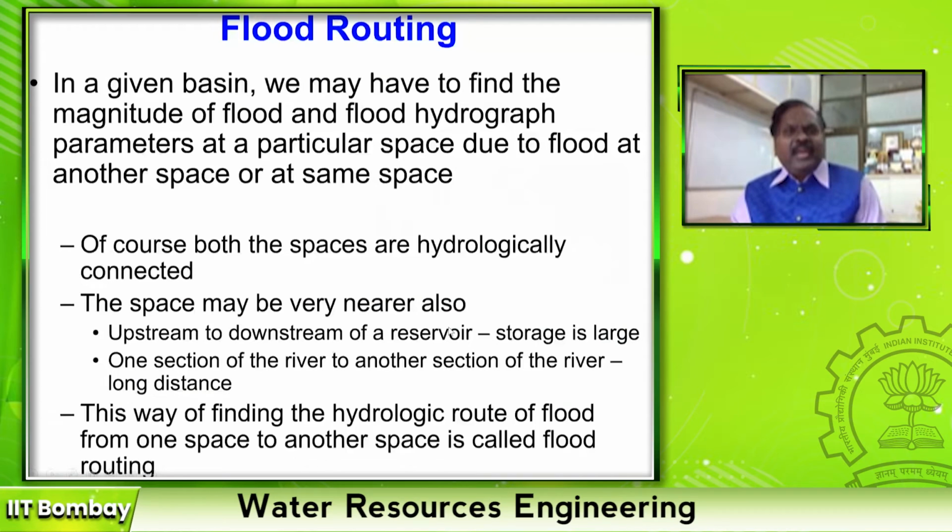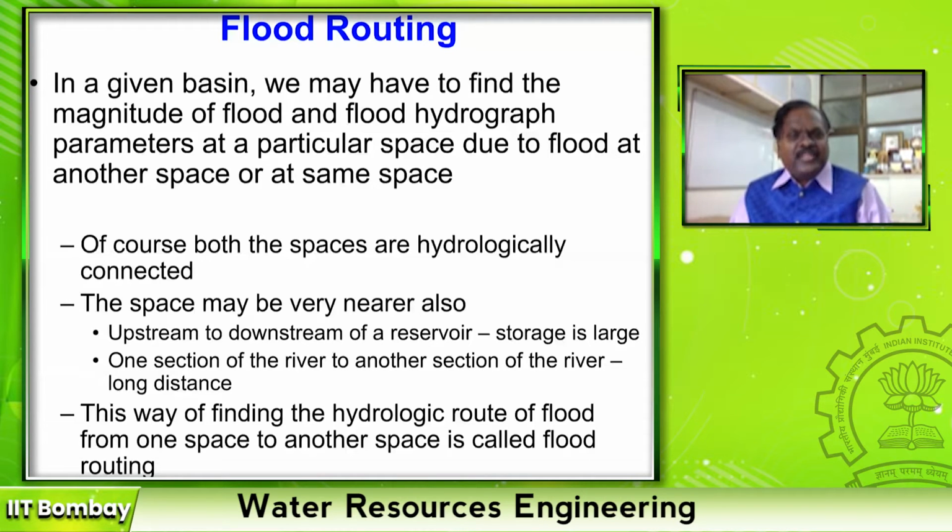In a given basin, we may have to find the magnitude of flood and flood hydrograph parameters at a particular space due to flood at another space. That means at the upstream side. Of course, both the spaces are hydrologically connected. That means I can do this flood routing only in a given basin. For example, if I take Krishna basin, I can use the flood in the upstream of Krishna basin, route it safely to the downstream of Krishna only. I cannot route it to the next basin, which is not hydrologically connected.